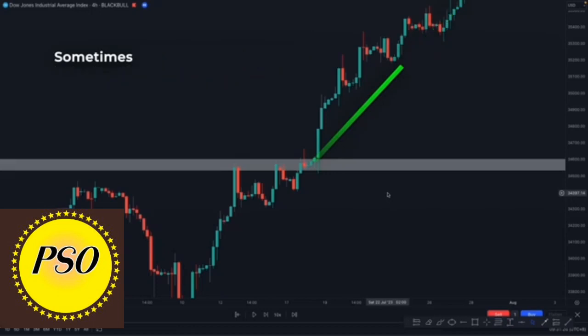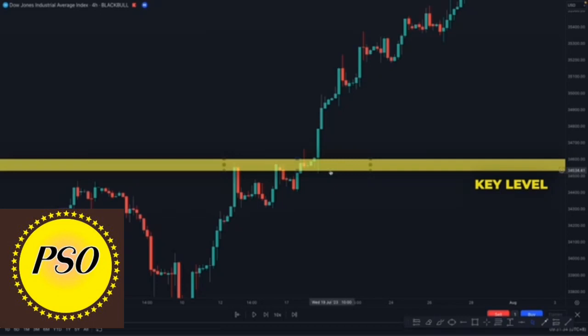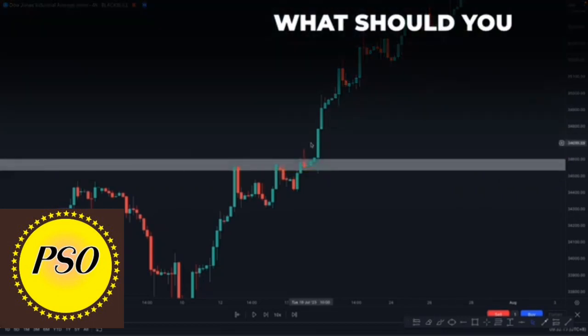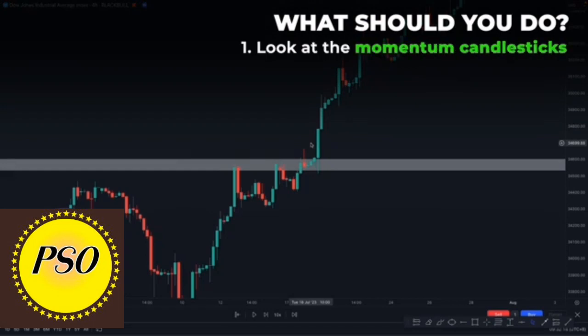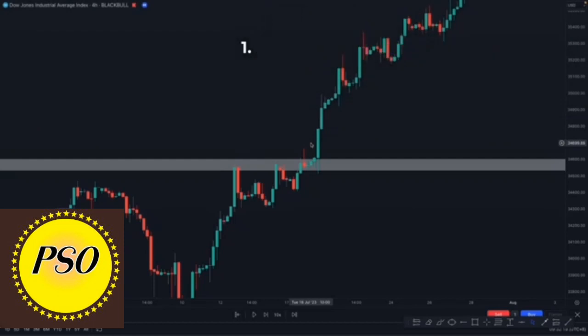In this example right here, you can see the key level. Price did not even retest it, did not even bother to retest. It just broke out of this key level and continued going up. So in this case, what should you do? There are two things that you can do. You can either look at the momentum candles at the key level and then determine whether you should take that trade. If there's a lot of bullish momentum pushing through a key resistance level, then maybe there's a chance that there's no retest and price will just continue shooting up.